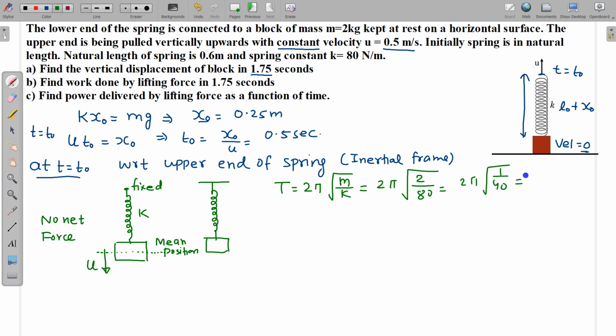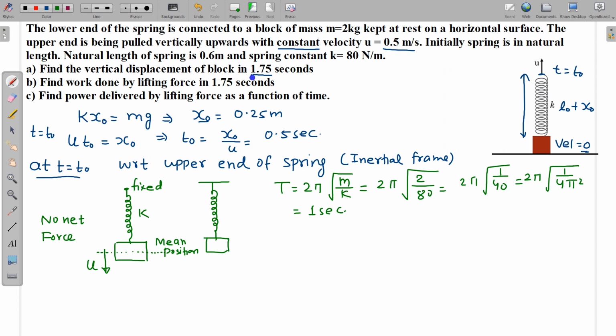We can use some approximation here. It is 1 by 4 multiplied by 10, and we can write 10 as pi square, which will simplify calculations. Pi square, this will come out as pi, this pi will be cancelled, 4 will come out as 2, and 2 and 2 will be cancelled. So it is approximately 1 second. So the time period of this simple harmonic motion is going to be 1 second.